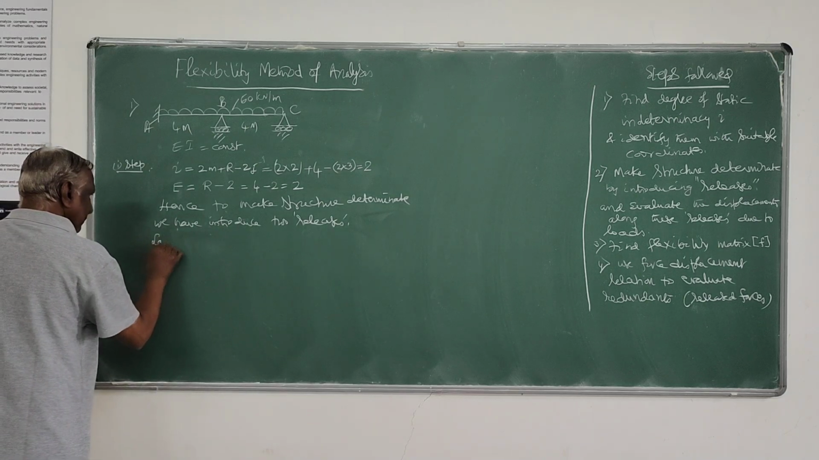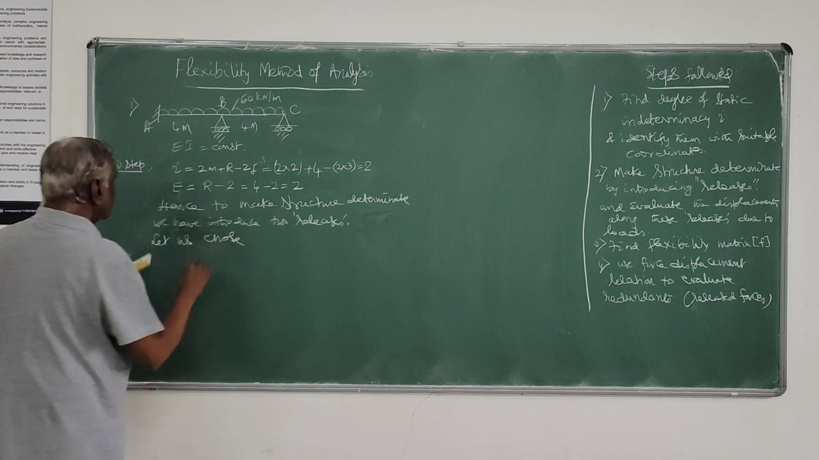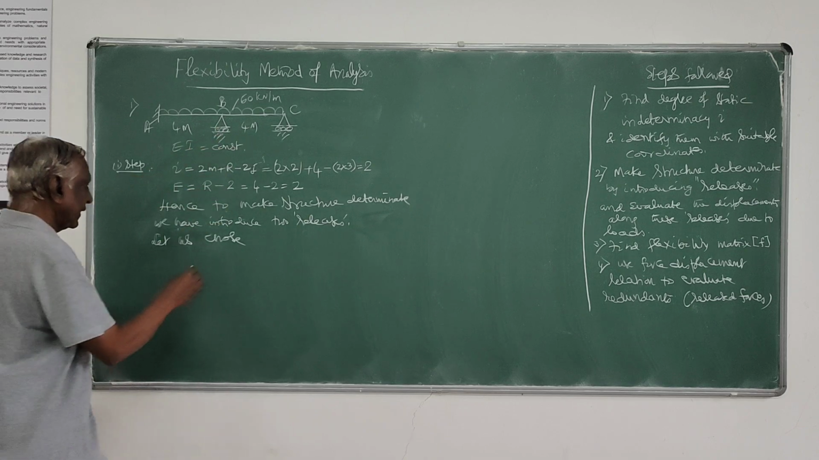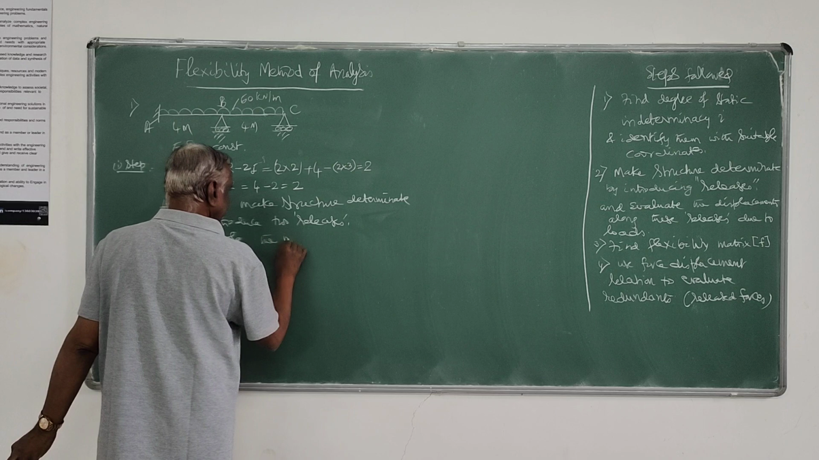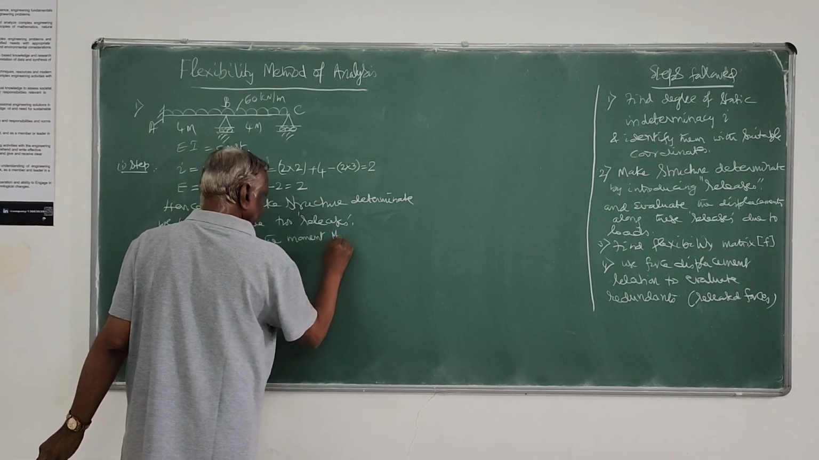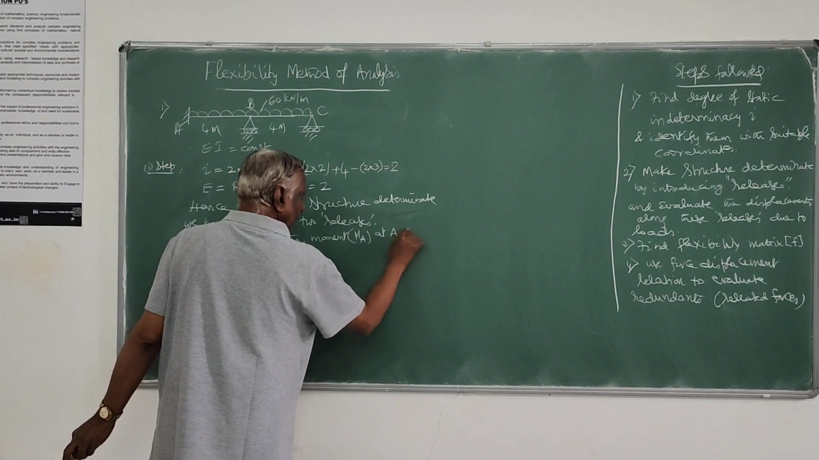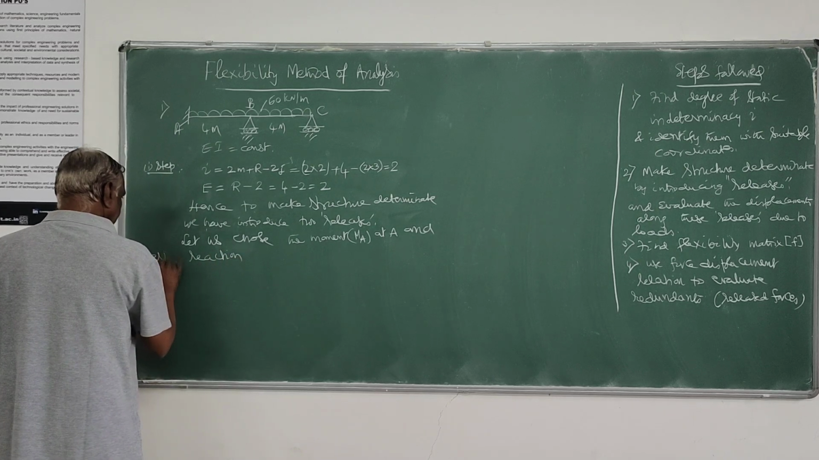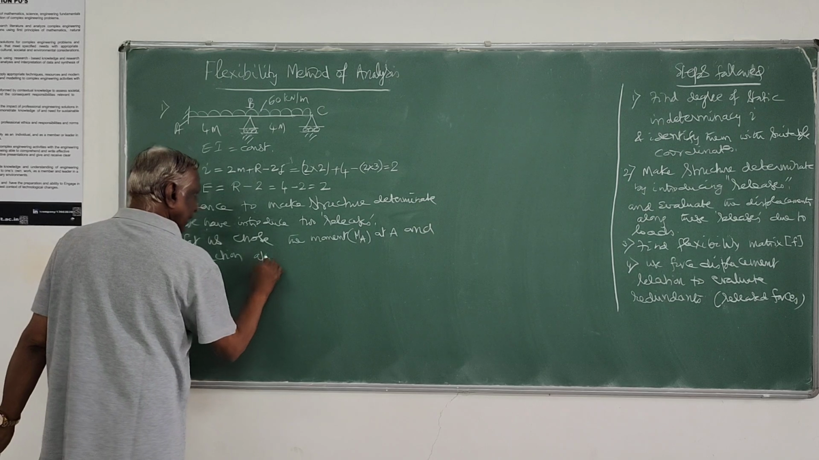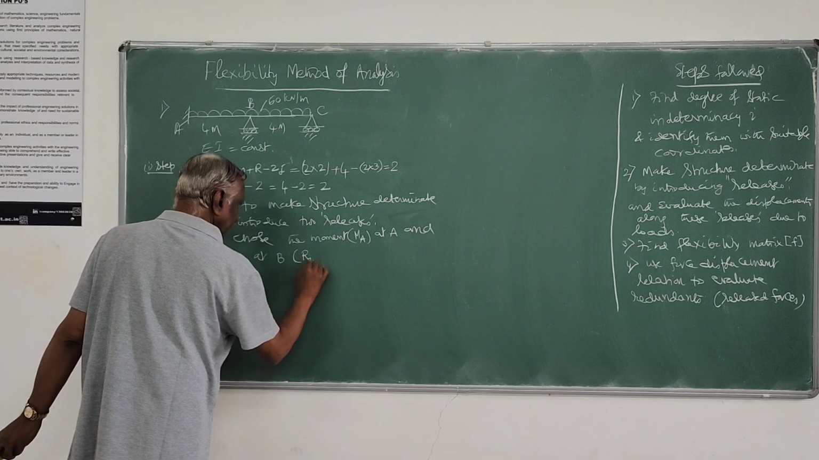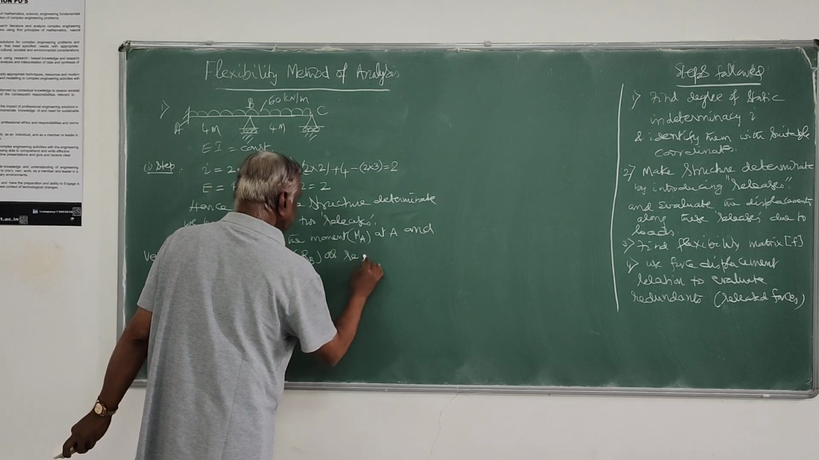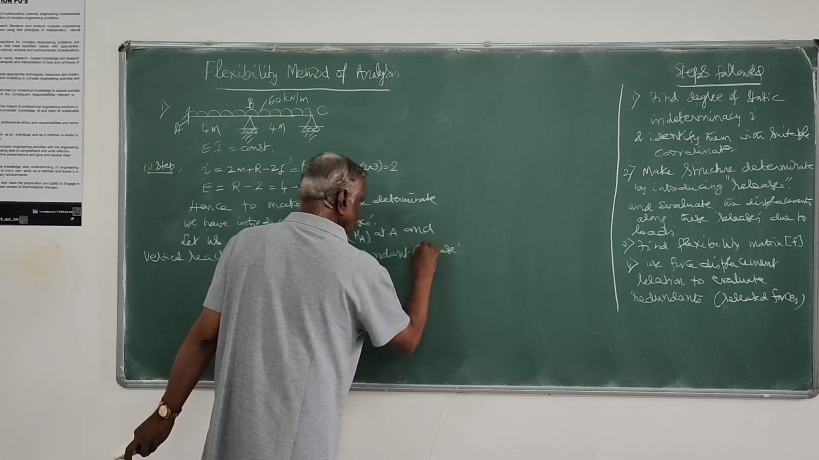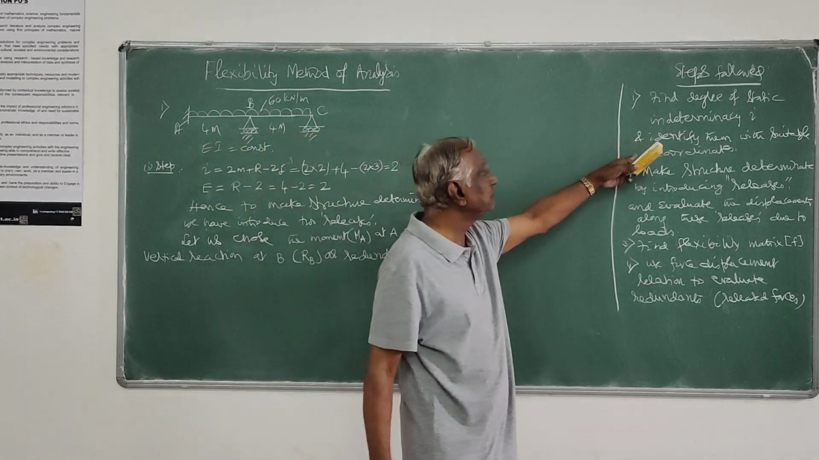So let us choose here the moment and support reaction as the redundants. Let us choose the moment MA at A, and the vertical reaction at B, that is RB, as the redundant or released force. That's the first step.